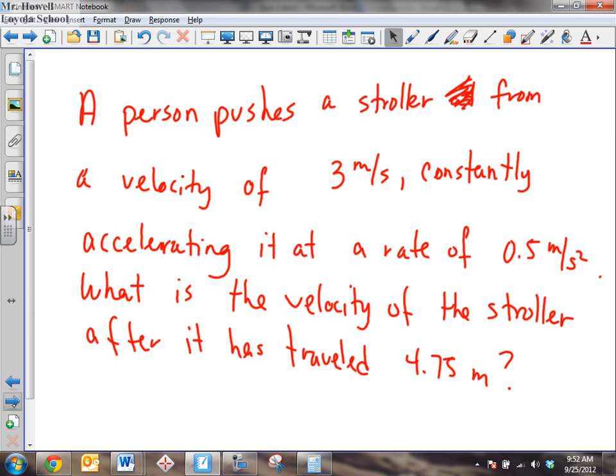Constantly accelerating it at a rate of 0.5 meters per second squared. Look at your units here, please. What is the velocity of the stroller after it has traveled 4.75 meters? Maybe not as much of an applicable problem, right? Who cares is what you're going to really say.